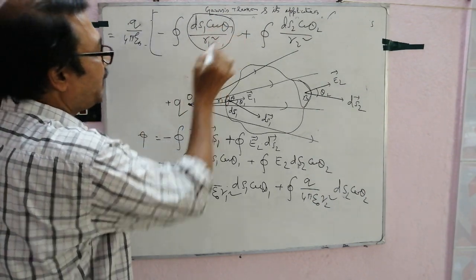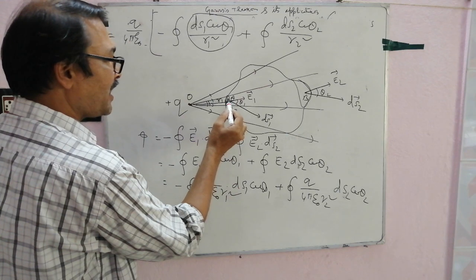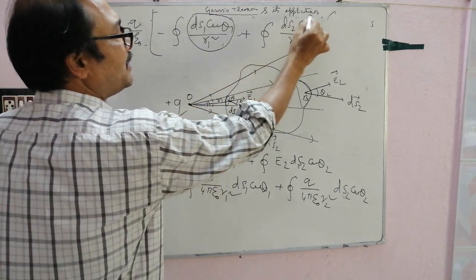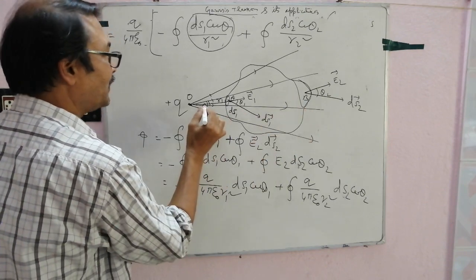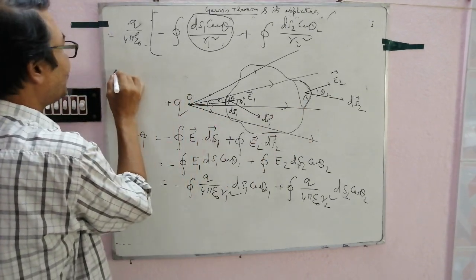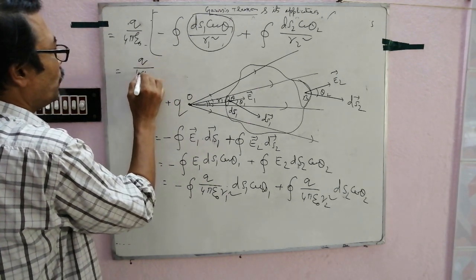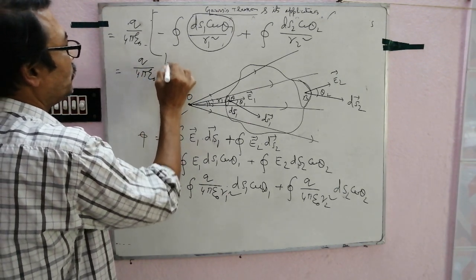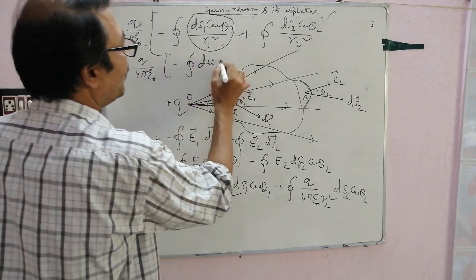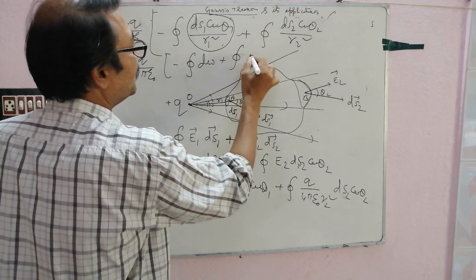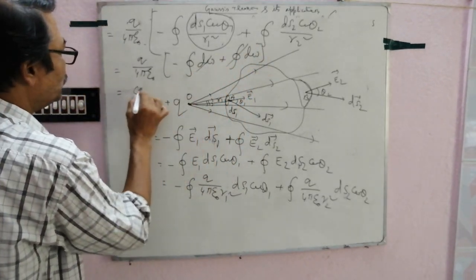So this is the solid angle subtended by the ds1 area at O, and this is the solid angle subtended by the ds2 area at O. Both are same. Follow, d omega, Q by 4 pi epsilon naught minus integration of d omega plus d omega. So the final result is equal to 0.